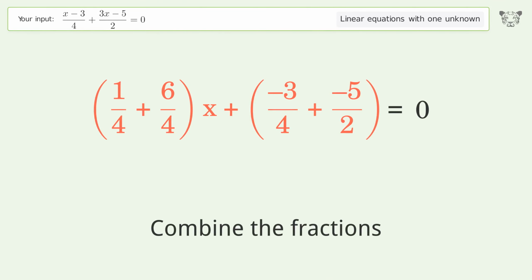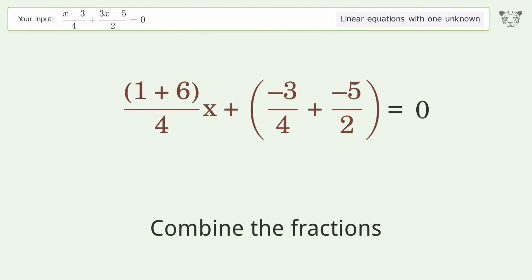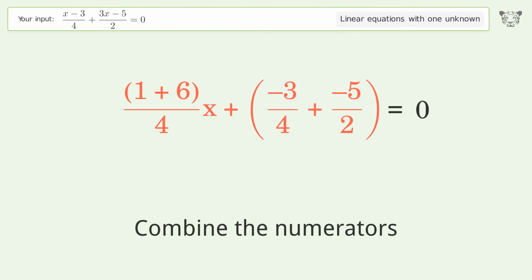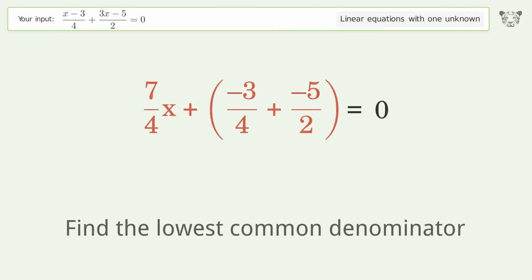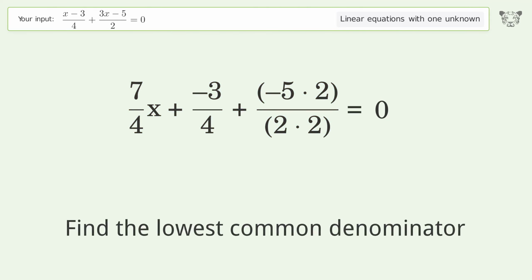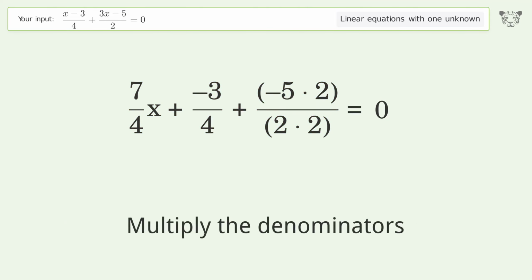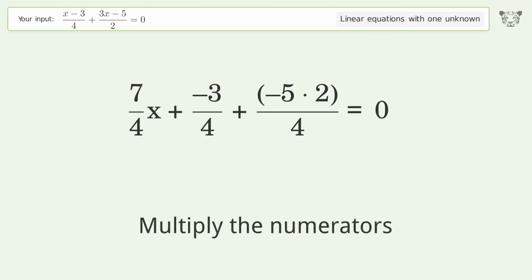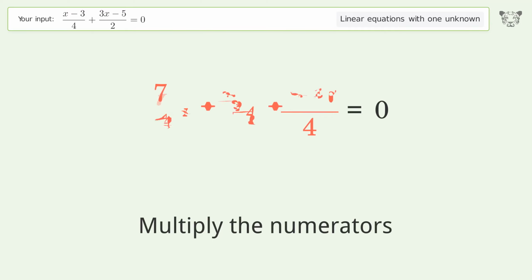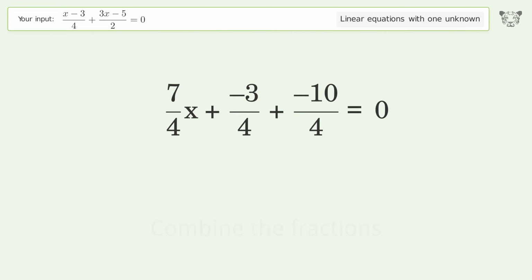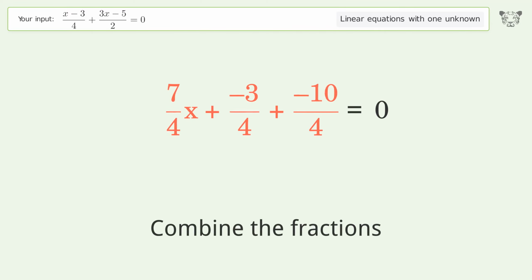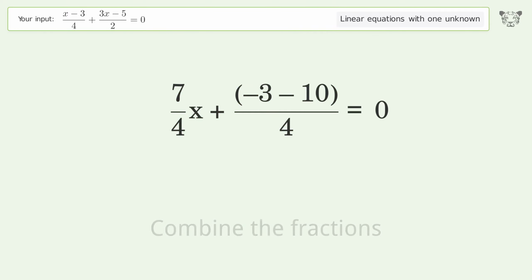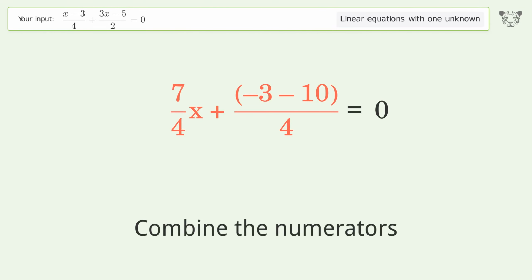Combine the fractions. Combine the numerators. Find the lowest common denominator. Multiply the denominators. Multiply the numerators. Combine the fractions. Combine the numerators.